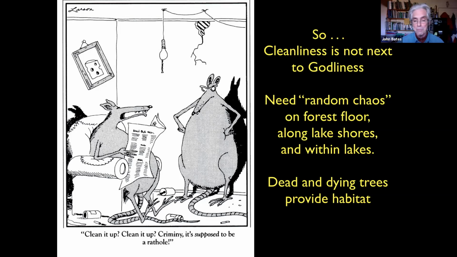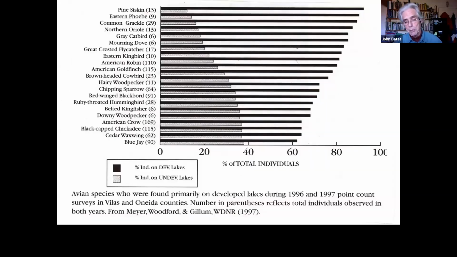A study was done on some undeveloped and developed lakes in 1996 and 97 by the DNR. Mike Meyer, who's on the board, if I'm not mistaken, of Greenfire, was one of the authors. And so here's the constellation of species that you find in particular on developed lakes, which would not have old growth and all of the components of an old growth forest along the shoreline. Quite a few birds. And what they found was the total number of individuals was the same, but it was a different array of birds.